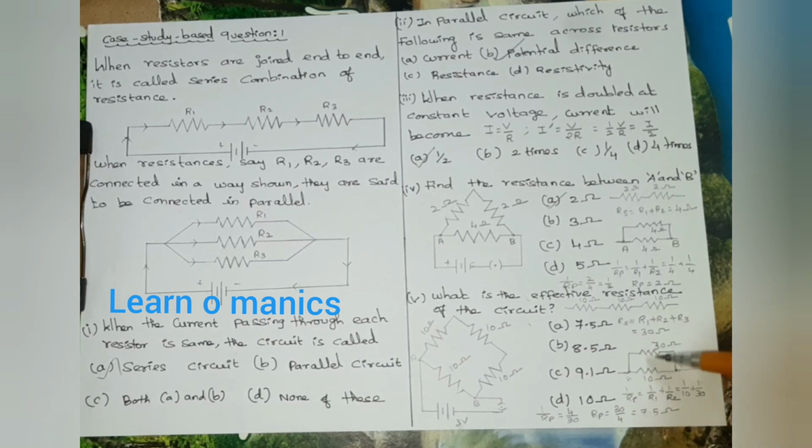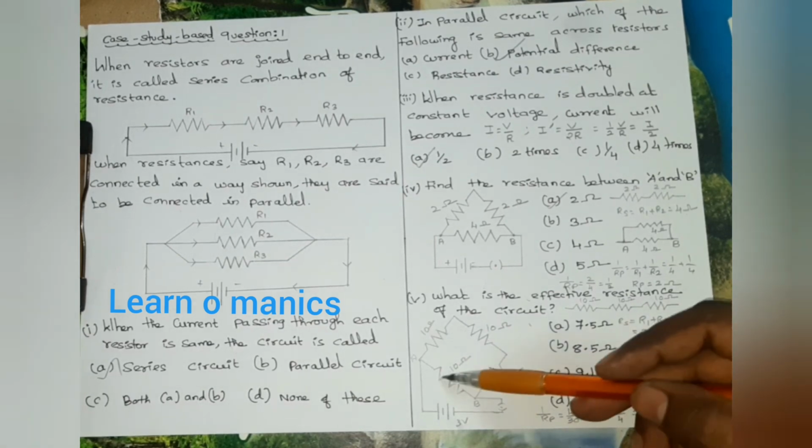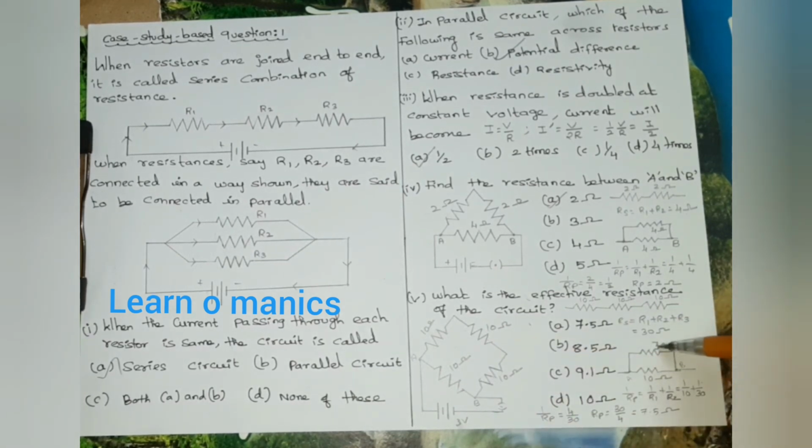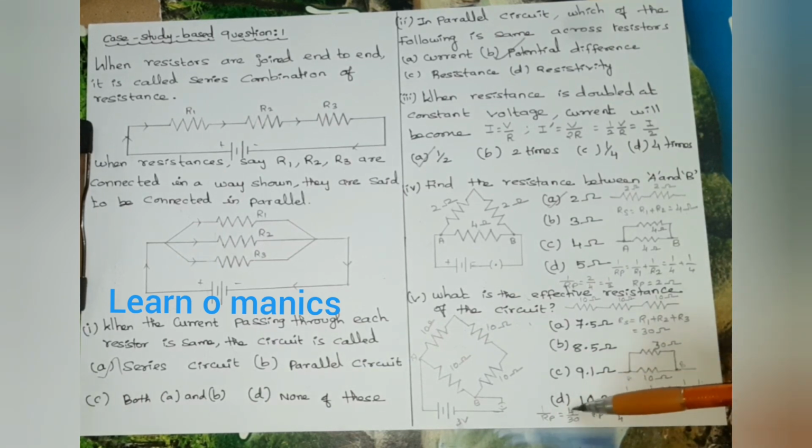Then the 30 ohm resistor and the 10 ohm resistor will be in parallel connection, so I can use the parallel formula: 1 by Rp equals 1 by R1 plus 1 by R2. It will be 1 by 10 plus 1 by 30. Then the LCM comes into the picture, and it will be 4 by 30. When you reciprocate, we get Rp equals 30 by 4. Then the final answer will be 7.5 ohms. So we can go for the first option, that is 7.5 ohms.